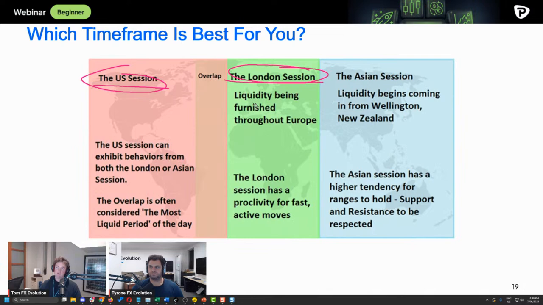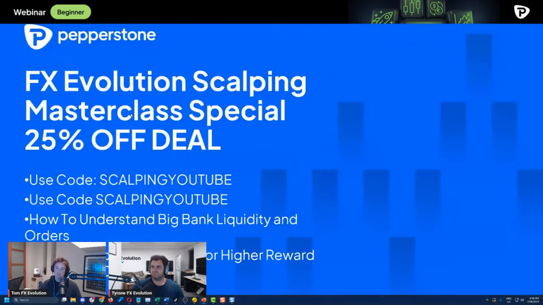And if you're trading stocks, then of course, the stocks relevant to the session can be incredibly good as well for it, or even on higher timeframes.